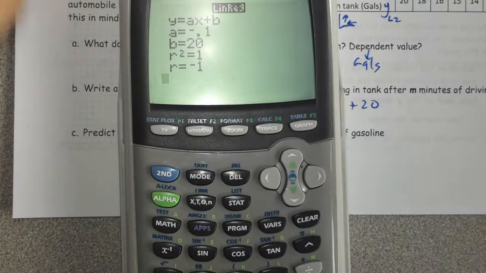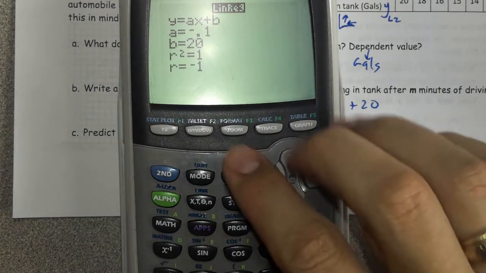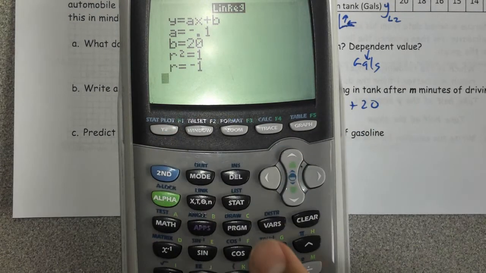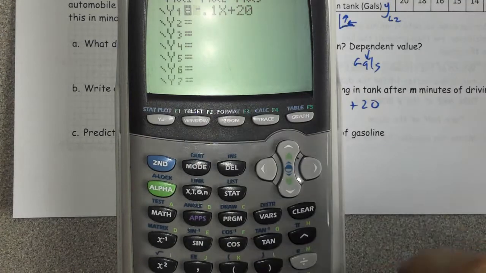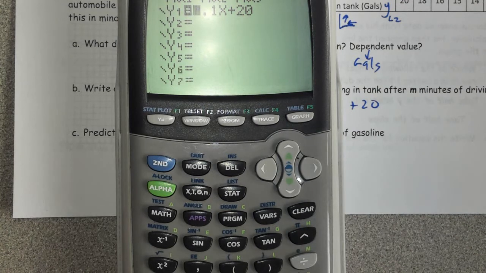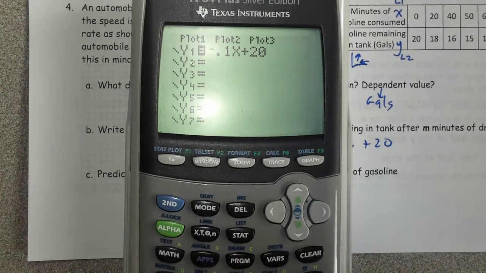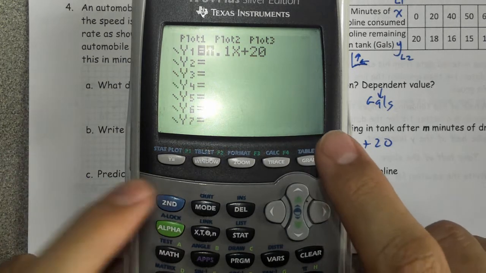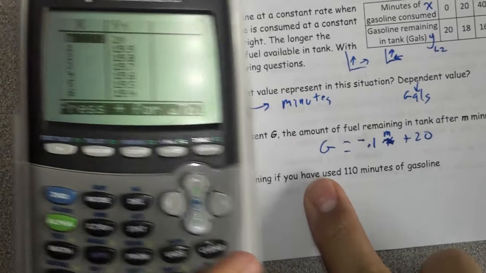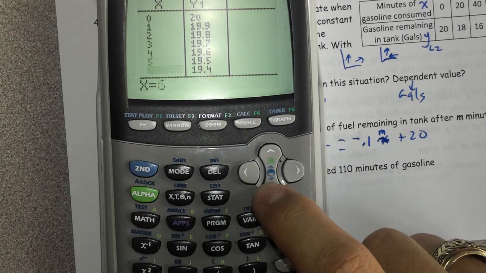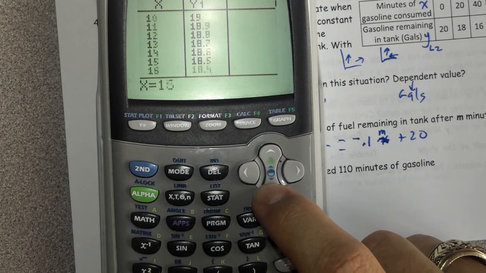So we have to go to 111 in the table. First we got to make sure it's in y1. Because we did the whole vars thing, it's already in y1 for us. Press y equals, there's that equation I just put over there. Now I go to the table. Second, graph. There's your table. I need to go down to 110. I don't want to scroll down like this 100 times.